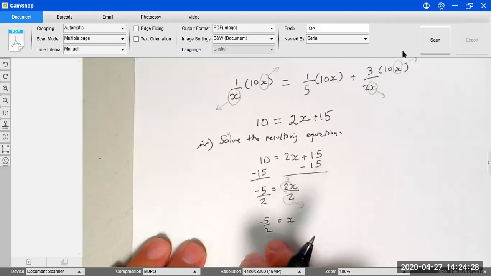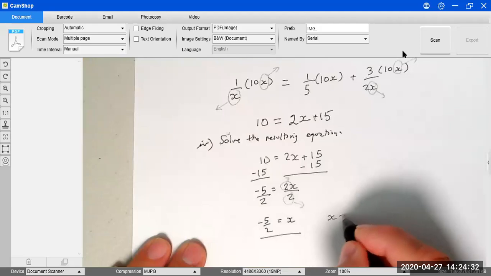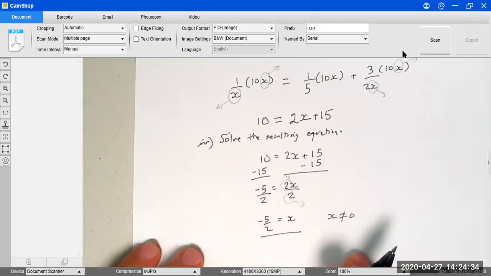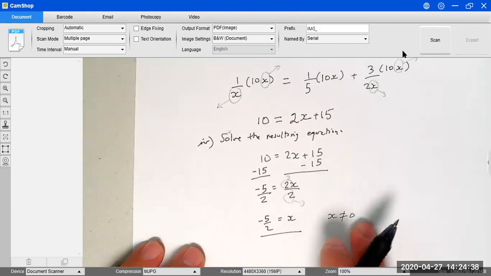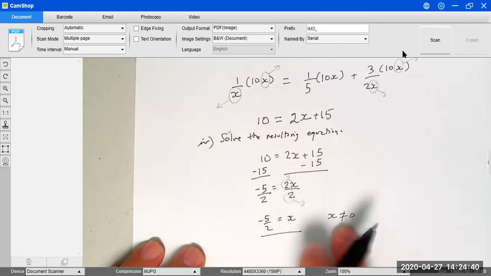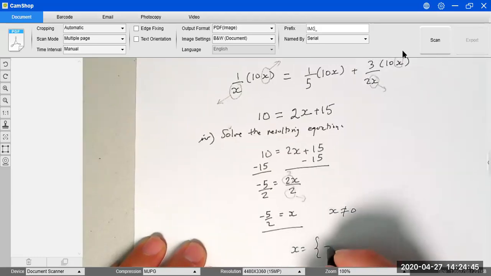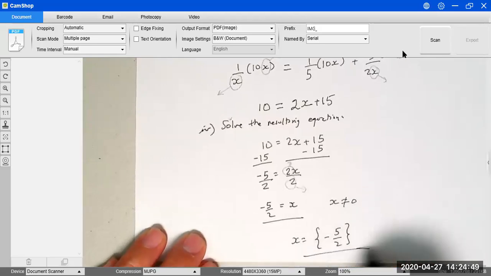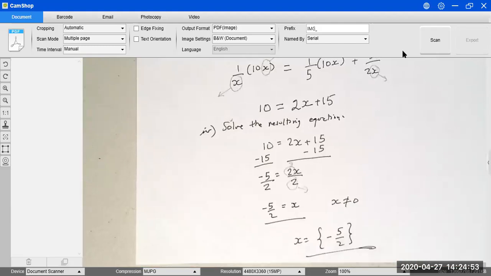Then you compare the solution with the restriction. So this is the solution, and the restriction is x different than 0. So there is no contradiction here. So your final answer is just x should be equal to negative 5 over 2. And that's the solution for this rational equation.